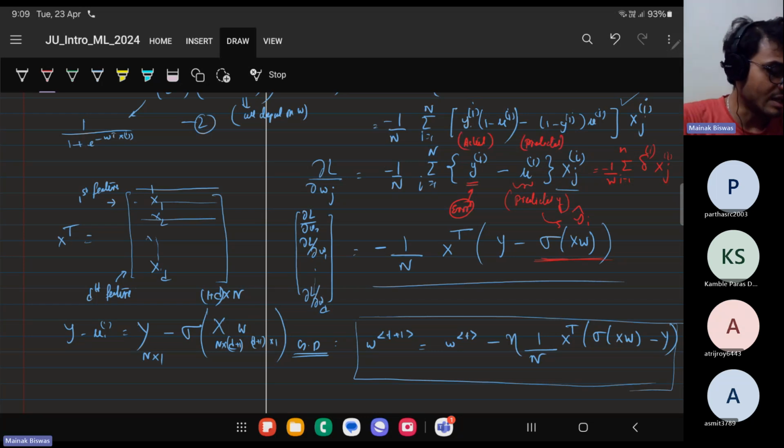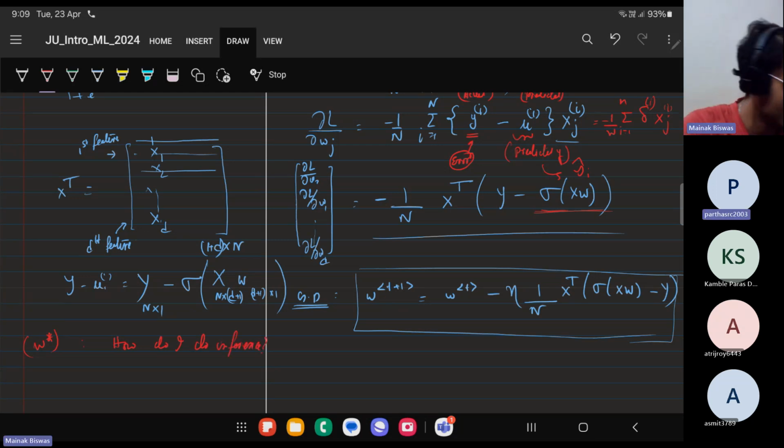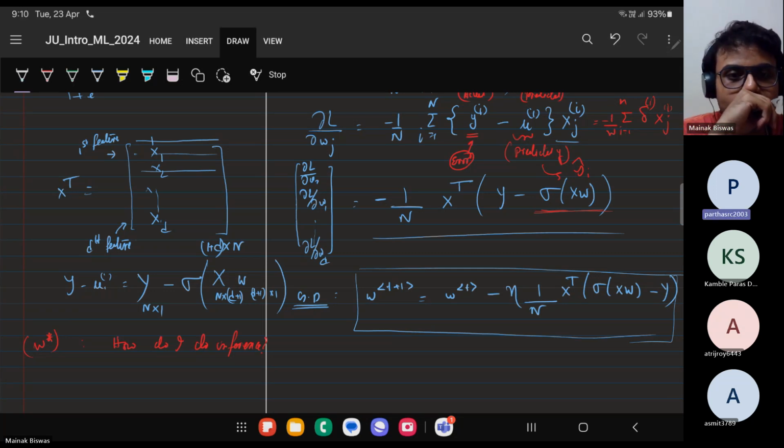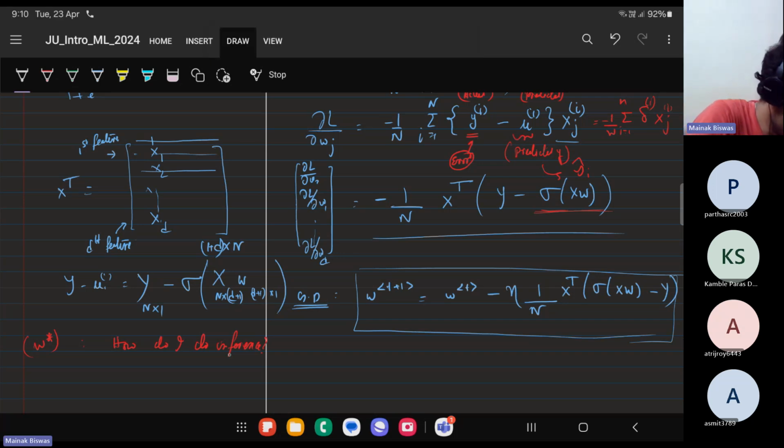Okay, if it is clear, once my model is trained, I get w star. How do I do inference? My question: how do I do inference? How is mu a predicted y? It is just a probability. That's what I'm saying, it's the predicted y only. So this is the probability of y given x. Yes, so this is the probability.